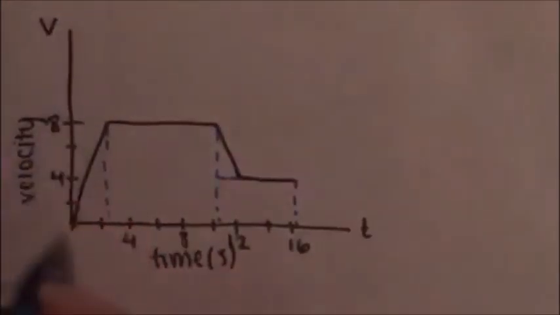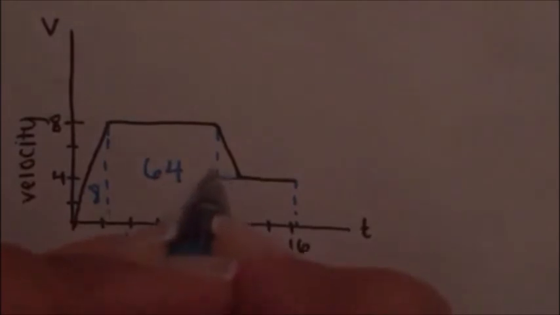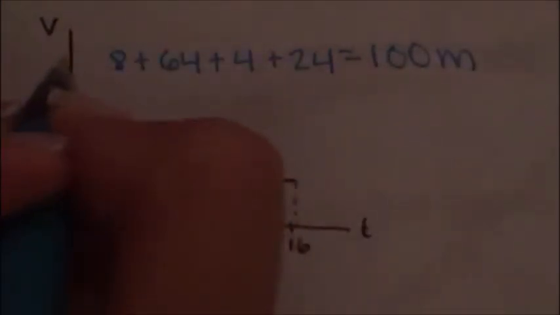And so the area of this here would be 8, the area of this would be 64, the area of this would be 4, and the area of this would be 24. And if you were to add all those up, the 8 plus 64 plus 4 plus 24, we would get 100 meters as your displacement.